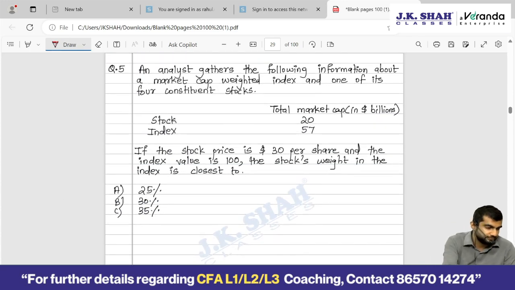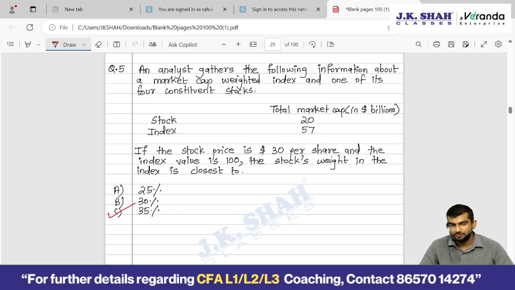Fifth. Market cap weighted index. What is the weight of this stock? It will simply be the market cap of that stock divided by the total market cap of the index, which will simply be 20 by 57, which comes to 35%. Option C.